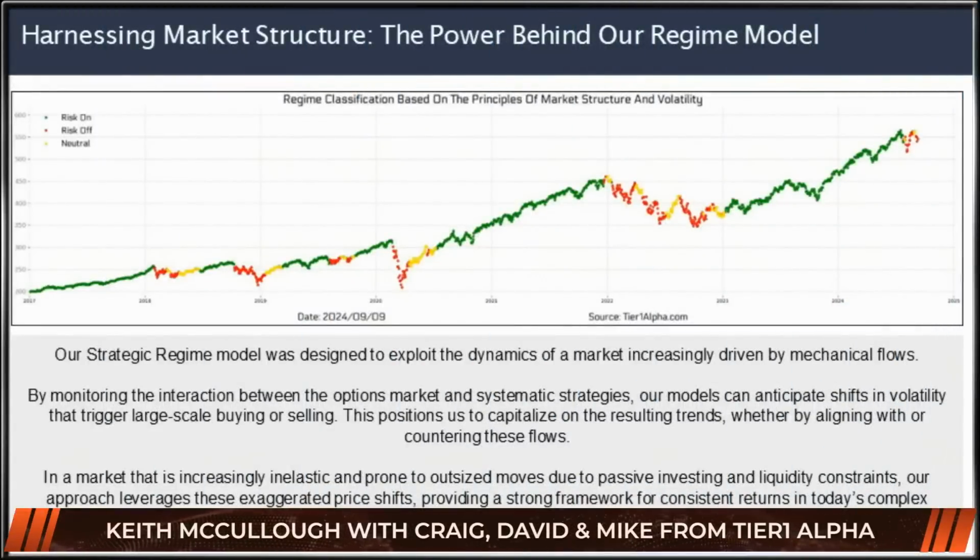Do we have one of the charts that shows the extended periods in risk on, risk off, et cetera, effectively the vol regime? Yeah, there we go. I love this chart.